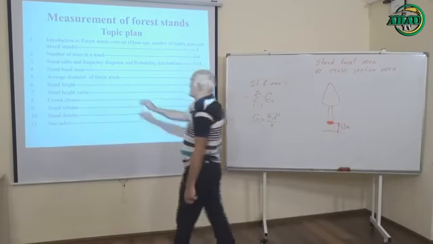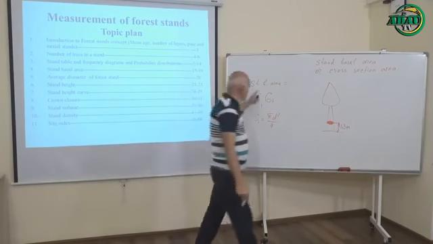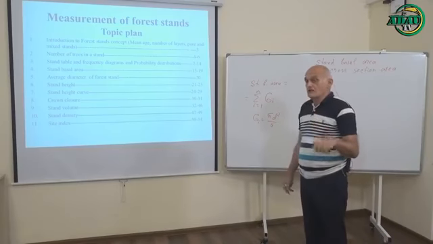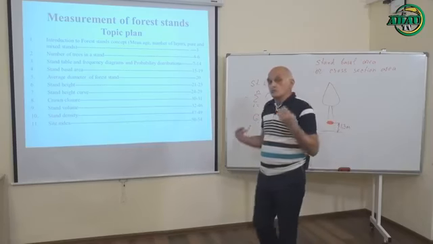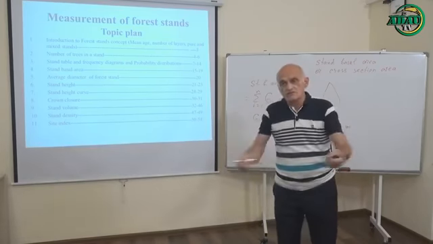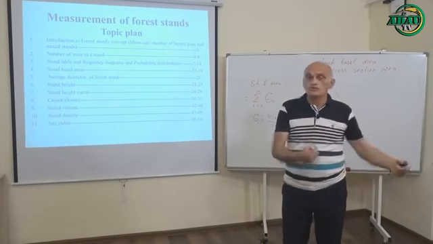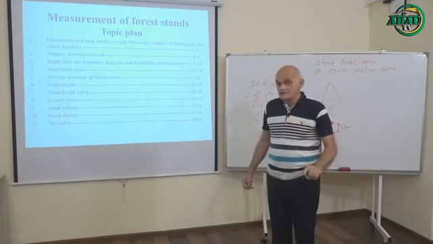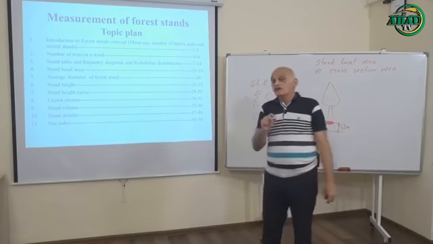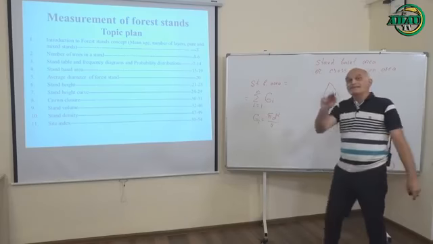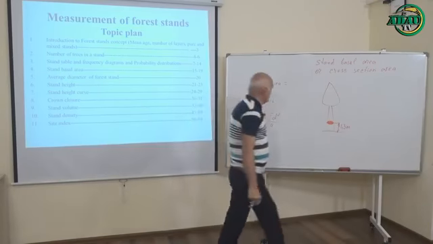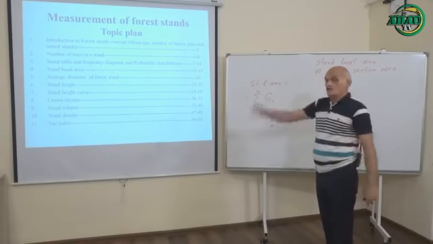Now let's talk about average diameters of forest stands. After doing this, we can also compute the average diameter. There is one more way to compute average diameter: you can count the diameter of all trees, sum them, and divide by the number of trees. But in forestry practice, we always quantify the average diameter through basal area. So from this equation, we can find the average basal area for forest stands.